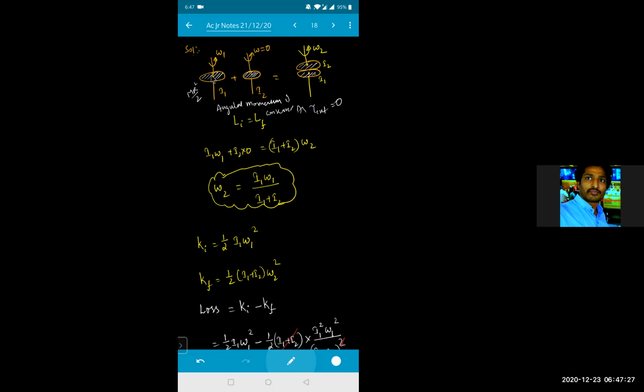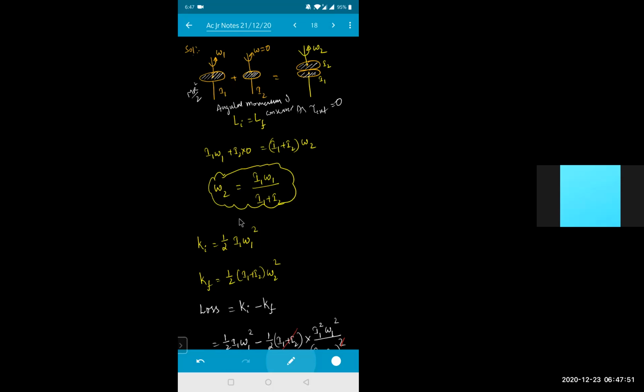Now let us try to see the initial angular momentum. We already know the relation L is equal to I into omega. So this one is I1 into omega 1 plus I2 times the angular velocity, which is 0, and that is equal to I1 plus I2 into omega 2. So I can get the value of omega 2. Omega 2 is equal to I1 omega 1 divided by I1 plus I2. Is it clear?